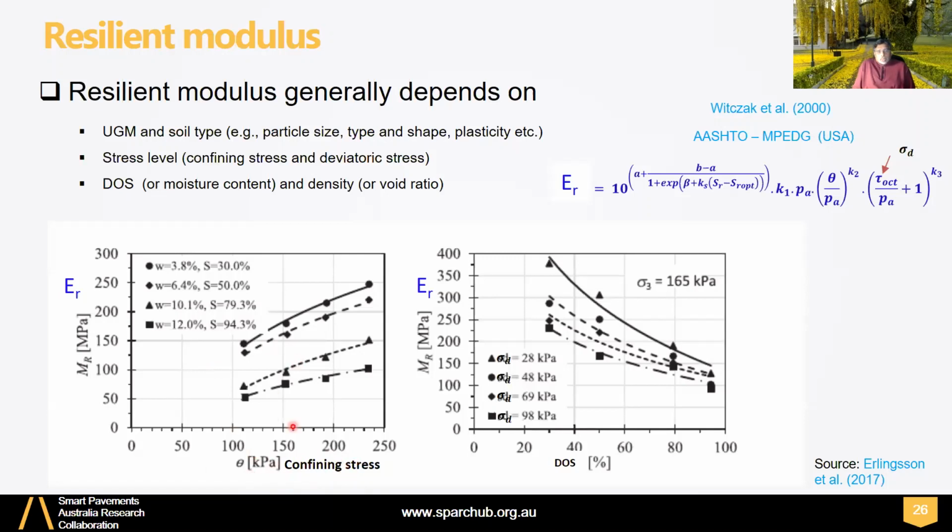So that's what we are seeing here. But of course, you can see the degree of saturation changes: 30%, 50%, 79%, 94%. So this is closer to the optimum DOS. So you can see the drop, right? And more clearly here, modulus against DOS, and as DOS goes above the optimum values, you get values decreasing, and also they come together. These are equations from the USA design guide, which encapsulate such behavior.